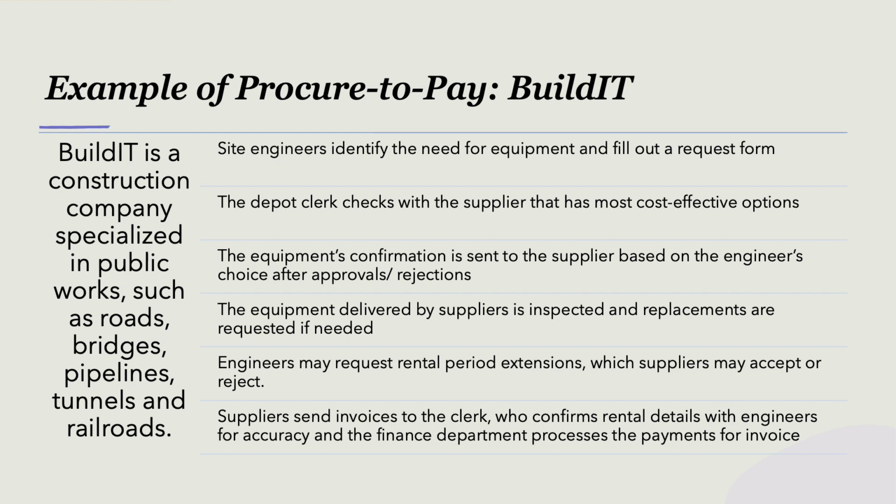So after a series of approvals and rejections, the equipment gets delivered by the suppliers and the engineers inspect if it has any issues or if it meets their requirements, and replacements are requested if needed. Engineers may request rental period extensions and the suppliers may either accept or reject it. At the end, once the supplier gets the equipment back, they're going to send the invoice to the clerk, who will be confirming the same with the engineers and then send it to the finance department to process for payments.